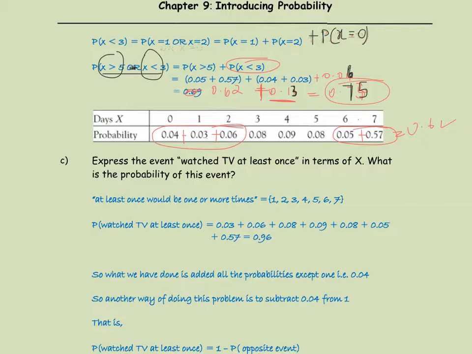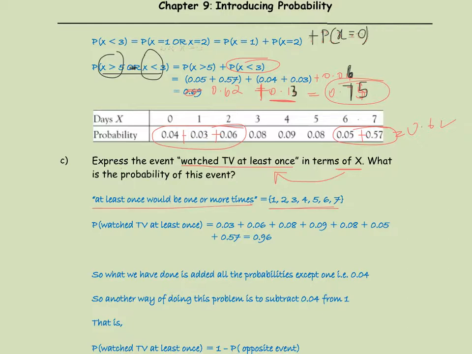Now it says express the event watched TV at least once in terms of x, which means can you list all possible outcomes that would represent the event watched TV at least once. At least once means once or more. So you watched it one time or more than one time. So there would be 1, 2, 3, 4, 5, 6, 7. These are the individual outcomes that make up the event at least once.